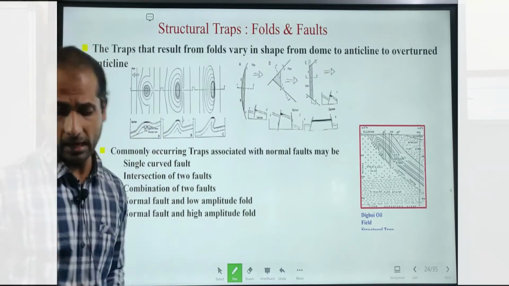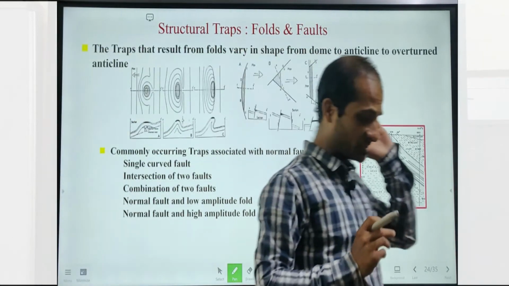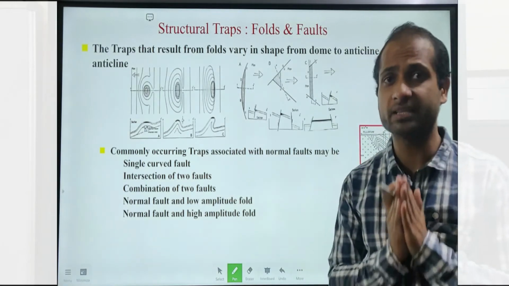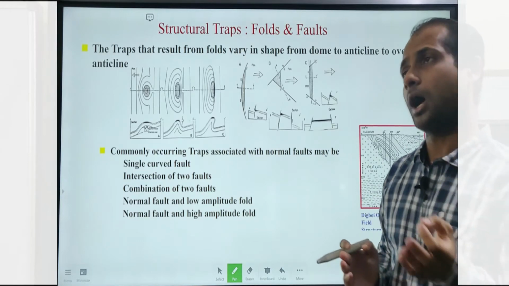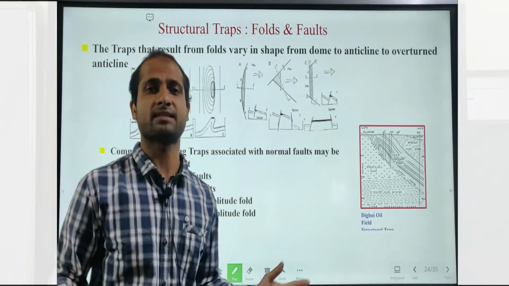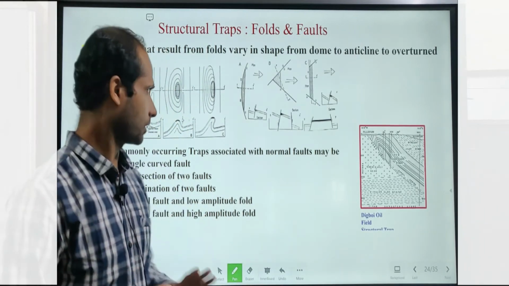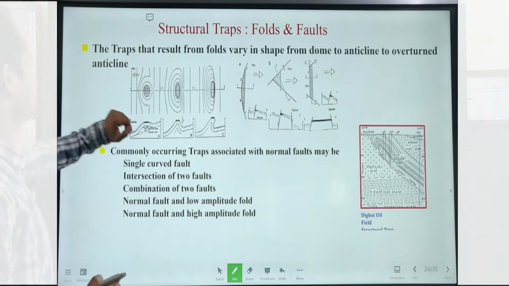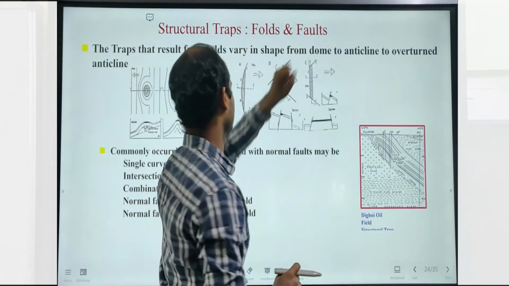Then what are the different kinds of structural traps? As we discussed, these structural traps are generated by deformation, which can be local or regional deformation in the subsurface because of compressive or tensile forces operating within the earth. These structural traps have been classified into two main categories, folds and faults.